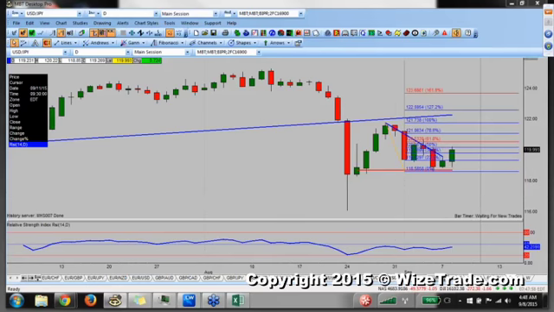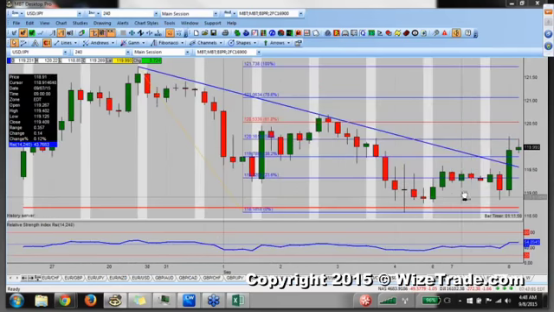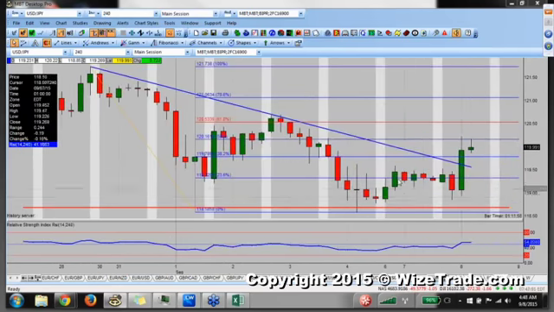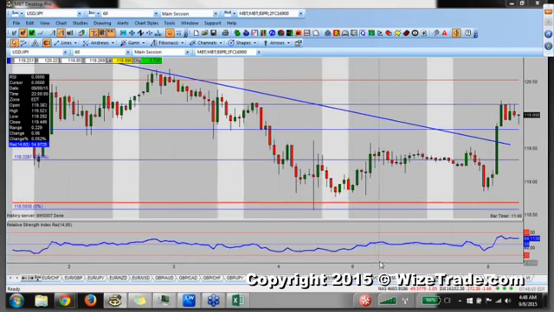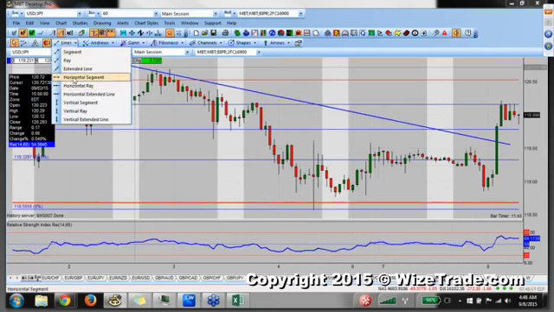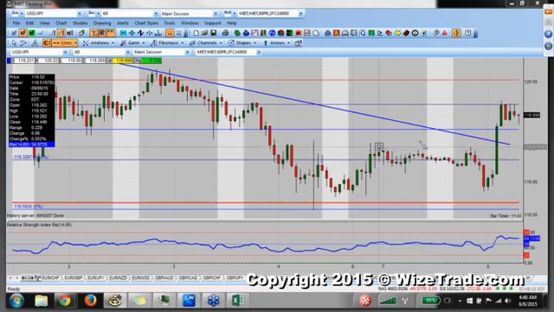Support. Where's support going to be at today? Well, 119.50 should offer us some decent support for today on any dip.